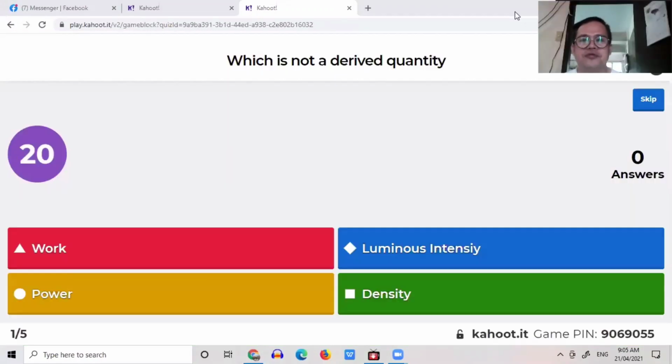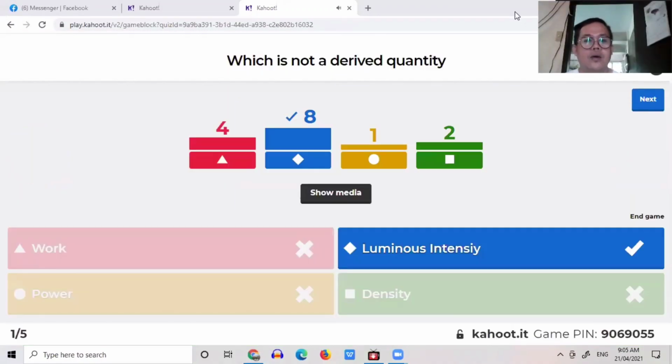Which is not a derived quantity? There are 6 basic quantities, and luminous intensity is one of them. It's just easy to memorize that 6: mass, length, time, temperature, luminous intensity, and electric current. So therefore, these 3 are all derived quantities because they are not in the list of basic quantities. Just simple, right? So why is it that there are 9 students who did not answer?